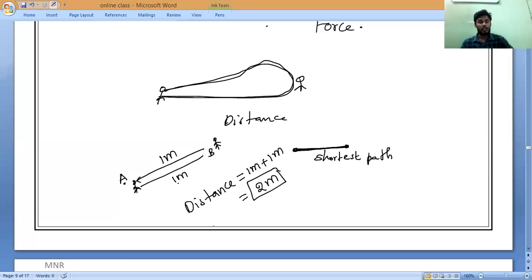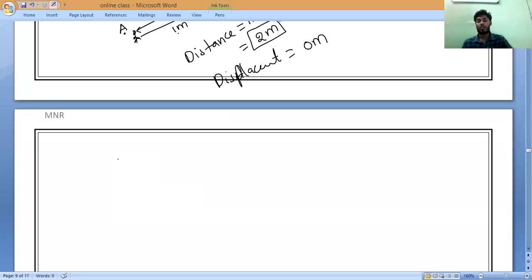Now, what is the displacement? 0, sir. Equals to 0 meters. Why? She again came to the initial point only. Do you understand, everybody? Initial position. When anybody reaches the initial position, then displacement will become 0.